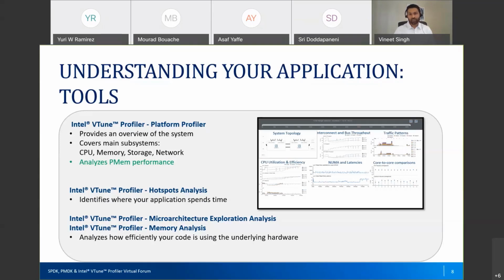There are other types of analysis like hotspot analysis, microarchitecture exploration, and memory analysis that give you more information about how your application is using the hardware, and they give you application-specific information.